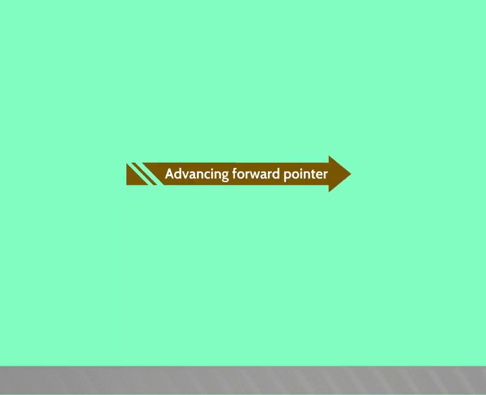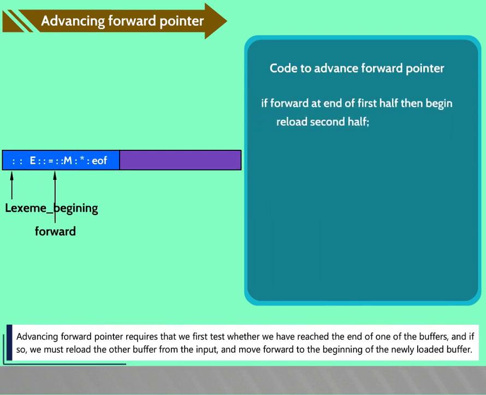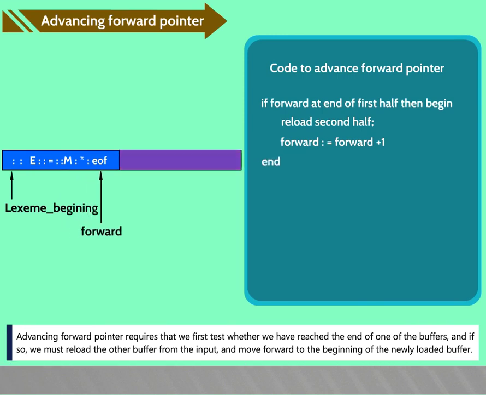Advancing forward pointer. Advancing the forward pointer requires that we first test whether we have reached the end of one of the buffers, and if so, we must reload the other buffer from the input and move forward to the beginning of the newly loaded buffer.